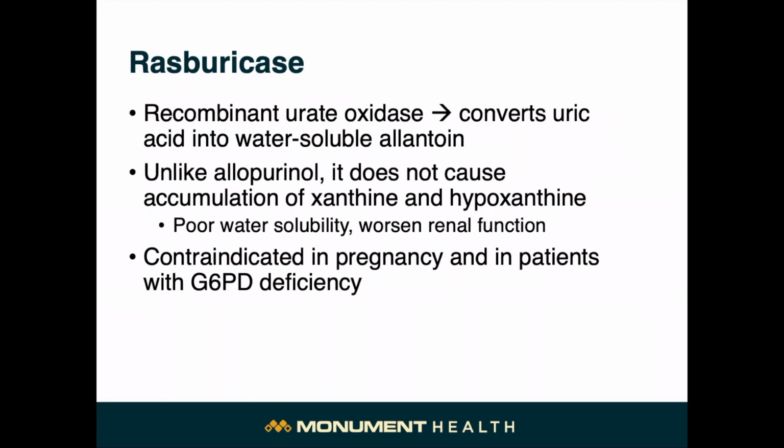The next agent that I wanted to discuss is rasburicase. Now, unlike allopurinol, the time to uric acid level reduction is going to be much faster with rasburicase, approximately 4 hours. This is a recombinant urate oxidase that converts uric acid into a water-soluble form known as allantoin. Unlike allopurinol, it does not cause accumulation of xanthine and hypoxanthine. This one also has some interesting caveats, as it is contraindicated for use in pregnancy and in patients with G6PD deficiency.